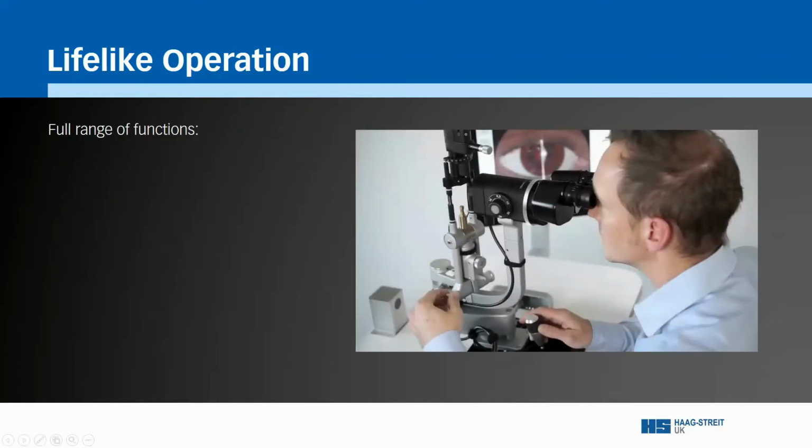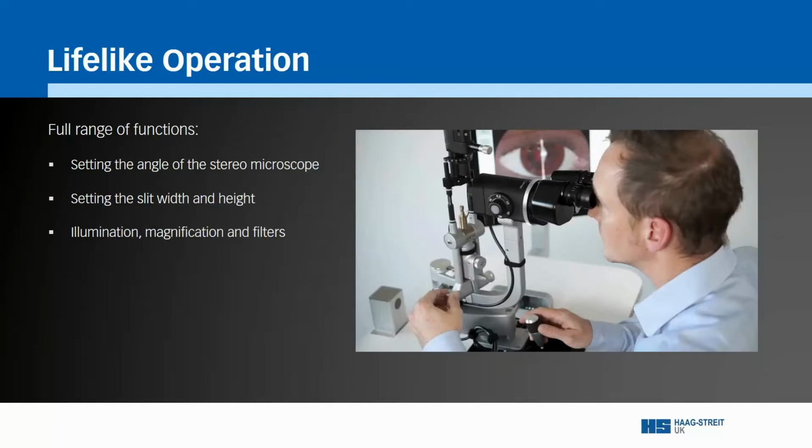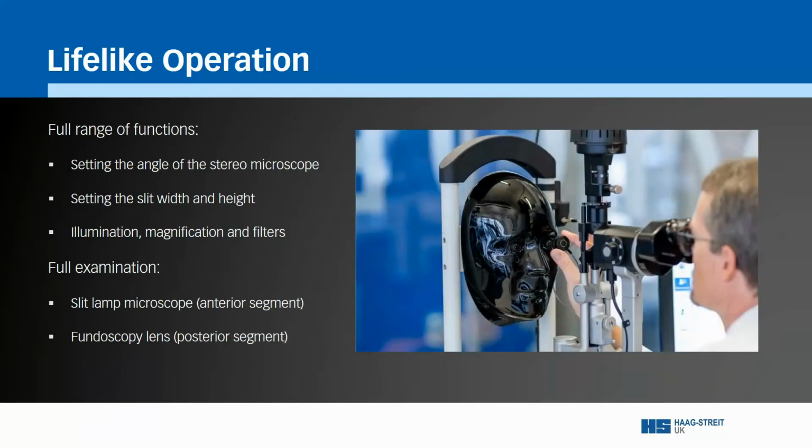The Eyesi Slit Lamp Simulator comes with a full range of functions and controls, from setting the angle between the stereo microscope arm and the subject, to adjusting the slit width and height and controlling illumination levels, magnification settings from 6.3 to ×40, and deploying the standard set of filters available on the Haag-Streit Slit Lamp range. You can perform a full range of examinations, from the front of the eye to the retina, and later this year, you'll be able to examine the anterior chamber angle with a gonioscopy lens and module.